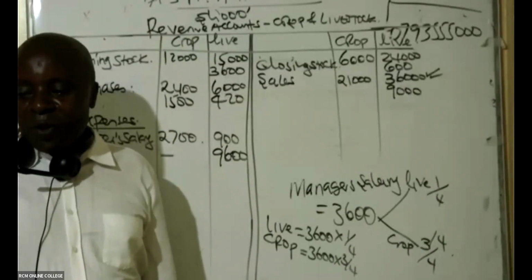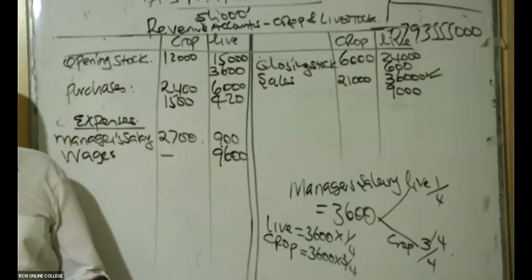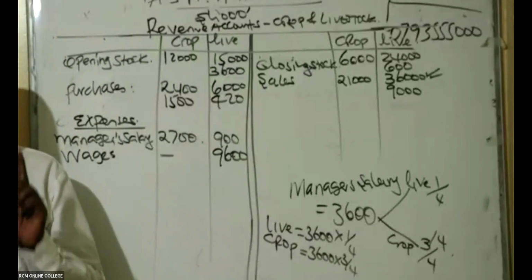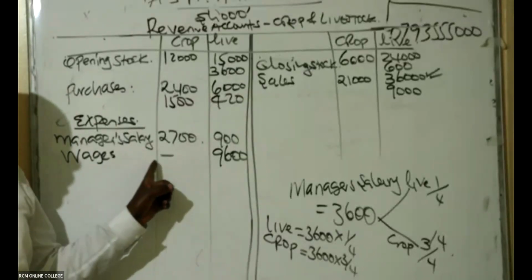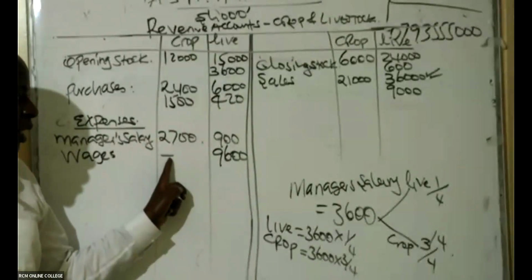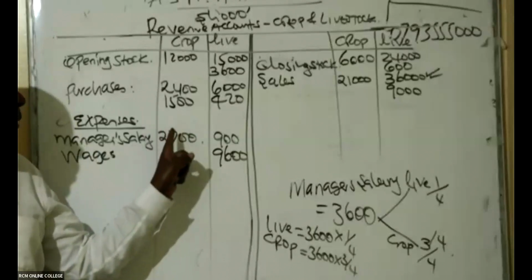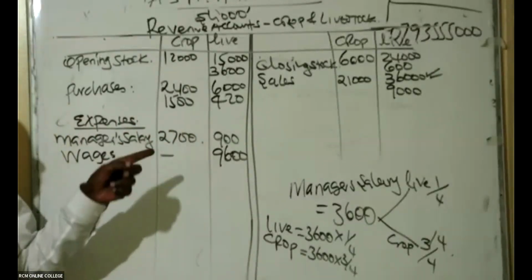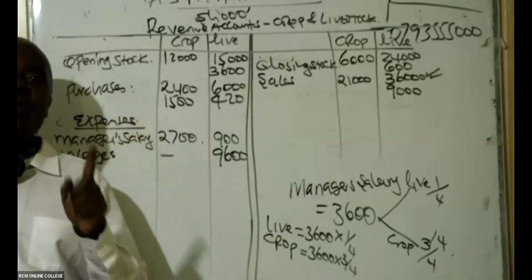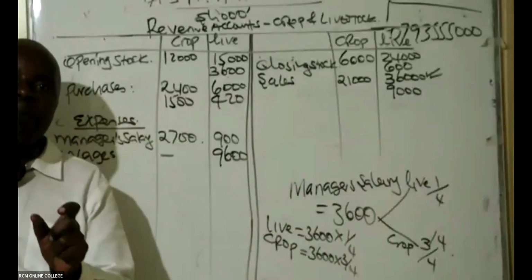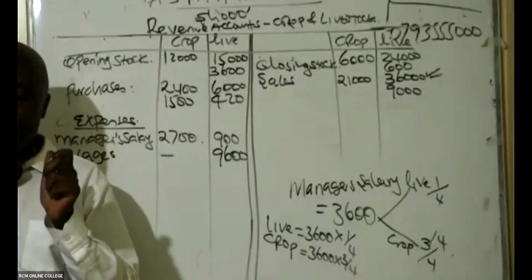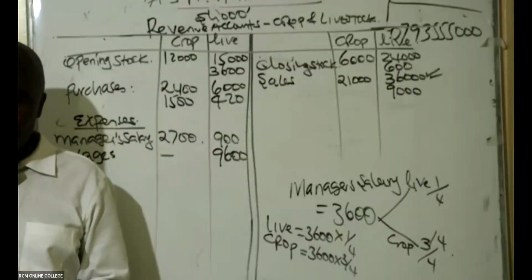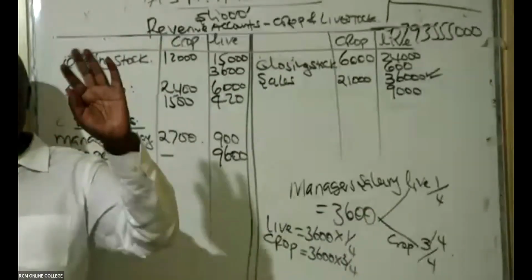All right. So, ladies and gentlemen, look at these wages. They have told us that wages are worth what here? 9,600. And I've been able to book them here very nicely. So no wages are specific here to the crop. They're only specific to the livestock. I've just told you that we normally use revenue accounts to capture specific expenses.